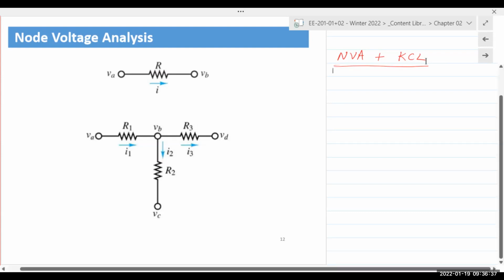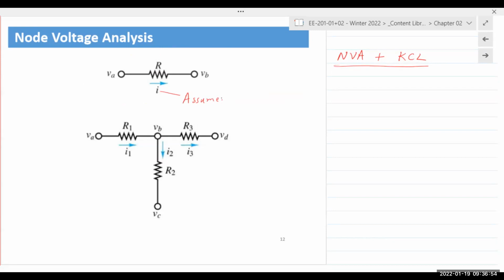So as a first step, if you have a resistor like this, R, you assume a direction of current. In this case, I'm assuming I going from left to right. Now, the assumption does not matter. You could assume I going from right to left. It does not matter. But whatever assumption you make, you have to stick with it till the end of your problem.